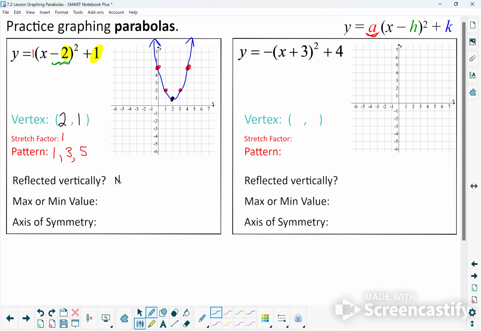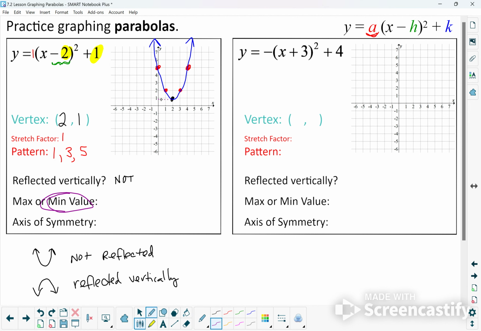This is not reflected vertically, so some of our parabolas are going to, we would say, open upward. This is not reflected. If it opens downward, we would say that this is reflected vertically. Because our graph right here is not reflected vertically, that means that we have a minimum. The minimum value of this function is 1. And again, when we're reporting mins or maxes, we want to report the y value.